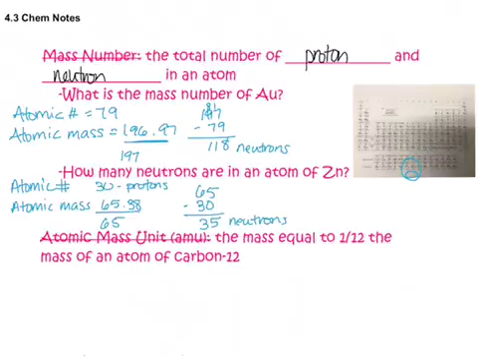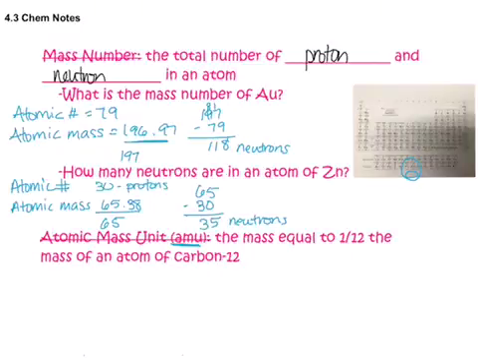The atomic mass is reported in a unit called the atomic mass unit, and you can abbreviate it AMU. This is the mass equal to 1/12 the mass of a carbon-12 atom.